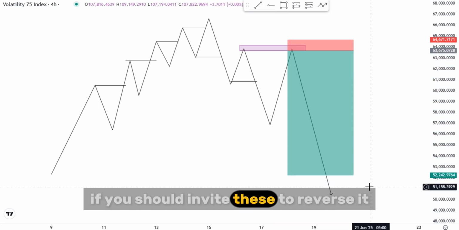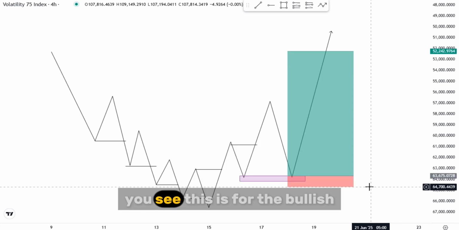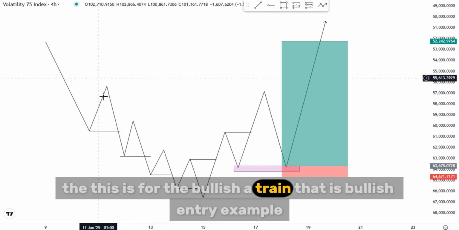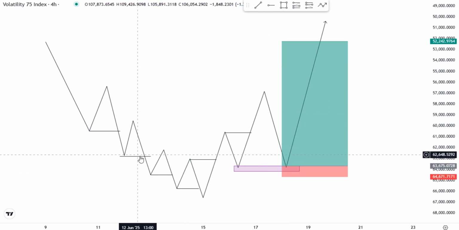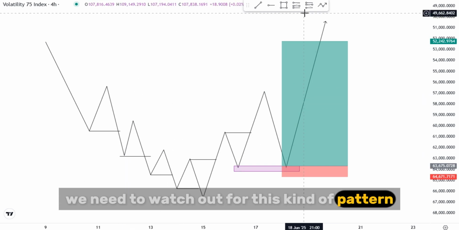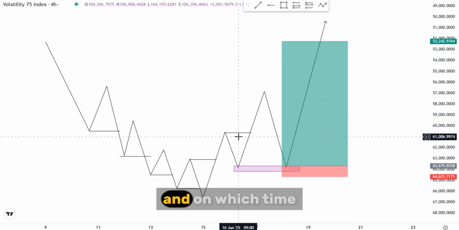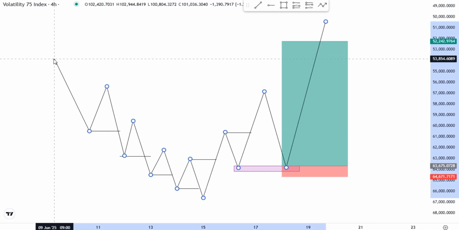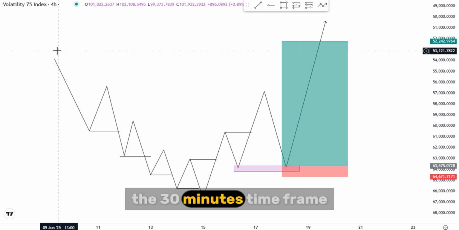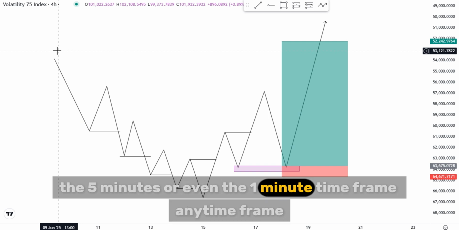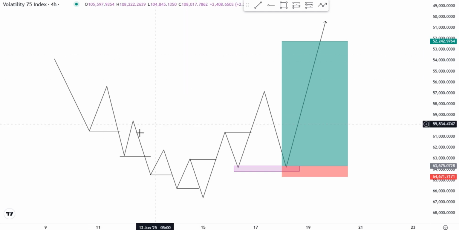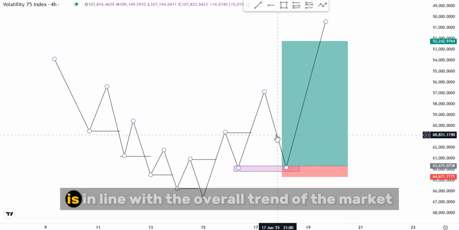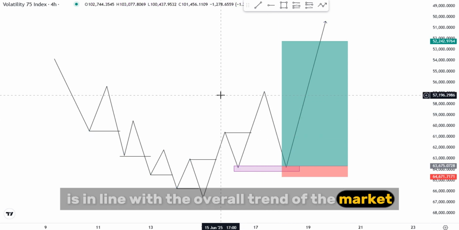If you invert this to reverse it, you will see this is for the bullish trend. That is a bullish entry example. We need to watch out for this kind of pattern to play out. And on which time frame can we identify this kind of pattern? We can identify it on either the 15-minute time frame, the 30-minute time frame, the 5 minutes, or even the 1 minute time frame. Any time frame, provided what you are doing is in line with the overall trend of the market, right?